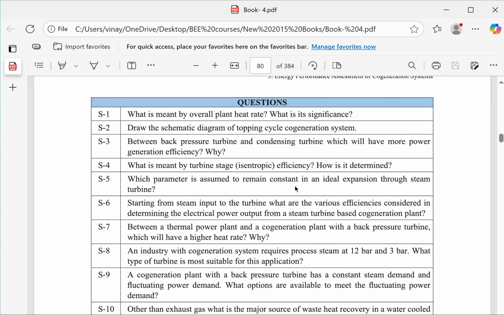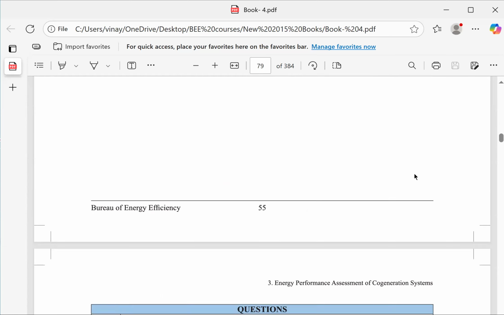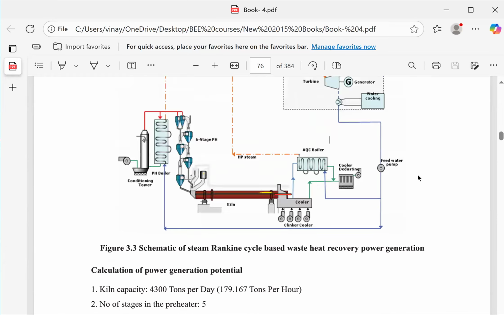Which parameter is assumed to remain constant in ideal expansion through a steam turbine? Sir, sorry to interrupt. For question four, it's mostly this flow kind of thing, right? If there is any graphical representation of this particular answer, it can be very much similar to this Mollier diagram, right? Like enthalpy, entropy. Yes. The same diagram you have to draw.